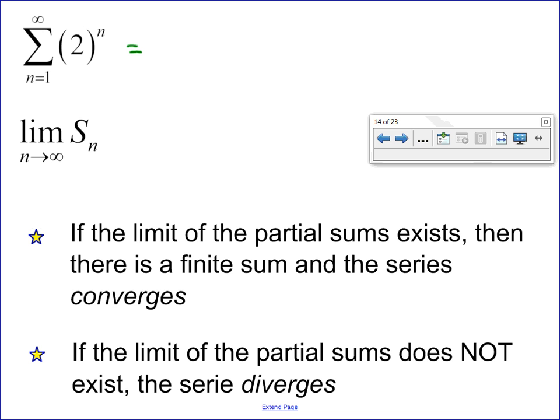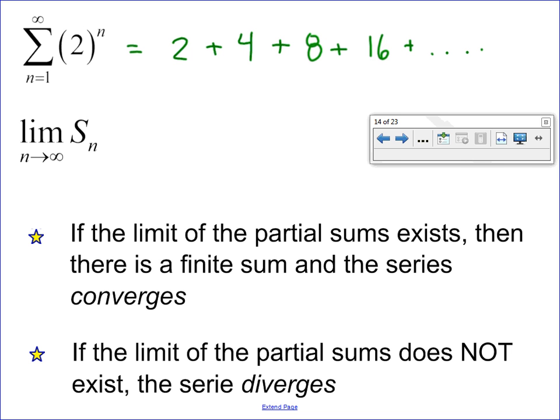So, this would be 2 to the first, which is 2, plus 2 to the second, which will be 4. Is that right? Plus 2 to the third, which would be 8. Plus, well, I've got a bad feeling about this. What do you notice about the terms? Yeah, they get bigger and bigger and bigger.